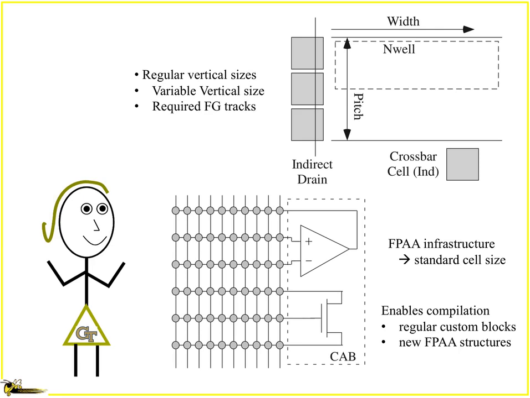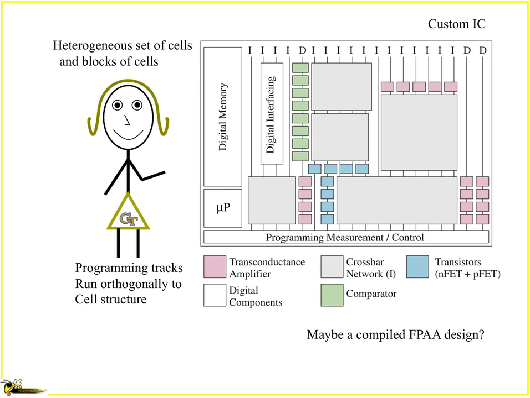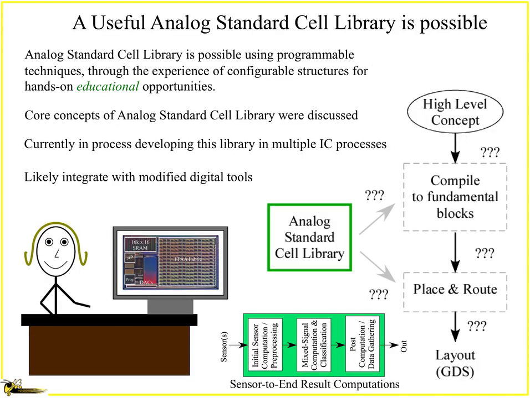It actually allows you to have regular compilation of a custom structure, a custom block, but actually a whole new FPAA structures potentially could be compiled. And you could imagine having a whole set of heterogeneous cells, all with different size pitches. There might be bigger blocks or there'd be crossbar networks to put together. And then you also have programming tracks running orthogonally in a reasonable place to make these things work. And you could imagine this for custom design, fully custom design, maybe customizing configurable pieces in that design, and so forth. And so what we get to at the end is that a useful standard cell library looks like it's possible. And it looks like we have the intellectual framework to make this work.